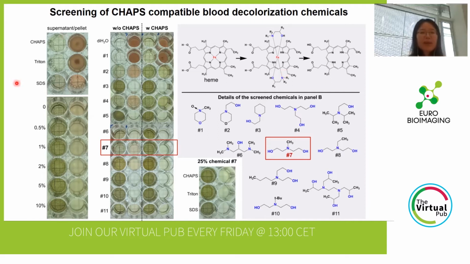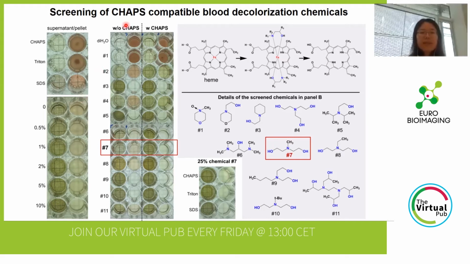What we do is collect mouse PFA-fixed blood and mix it with different chemicals, and then we centrifuge. Two layers will form. The first layer is the supernatant, and the second layer is the pellet. If we only mix the blood with the detergent solution, SHAPS, Triton, or SDS, the supernatant is still colorless and the pellet is still red. This means there is no decolorization effect.